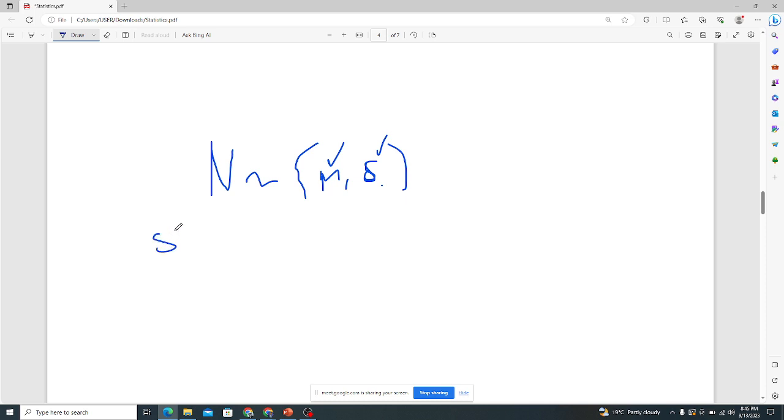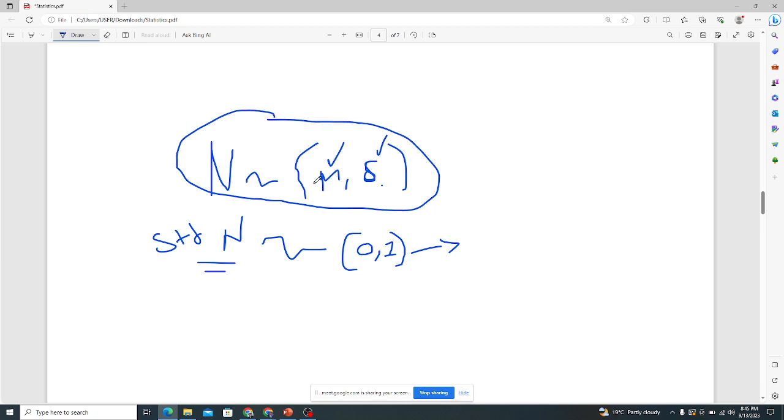Then we have what we call the standard normal distribution. Okay, so the standard normal distribution is normally distributed with mean 0 and standard deviation 1. Okay, with mean 0 and standard deviation of 1.